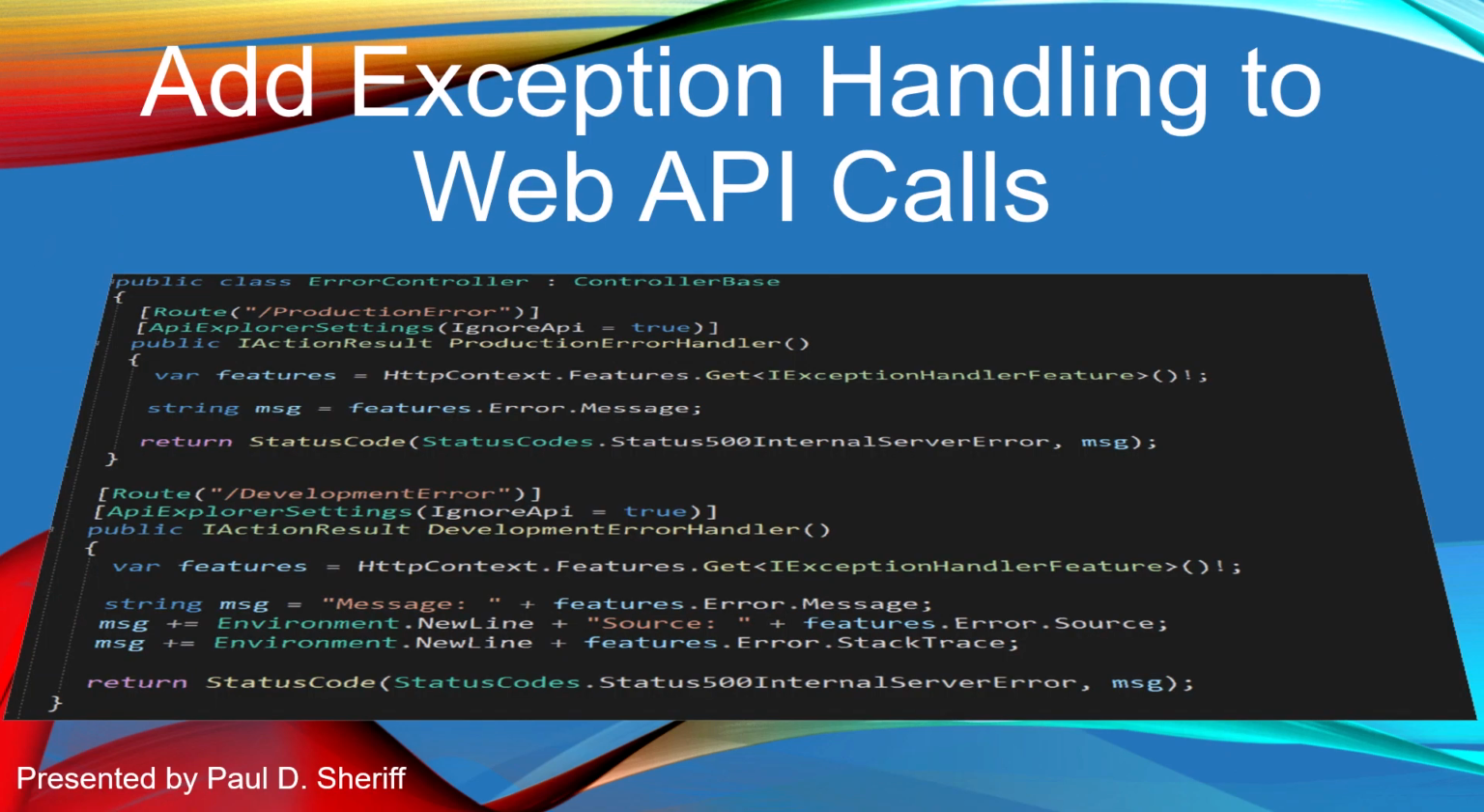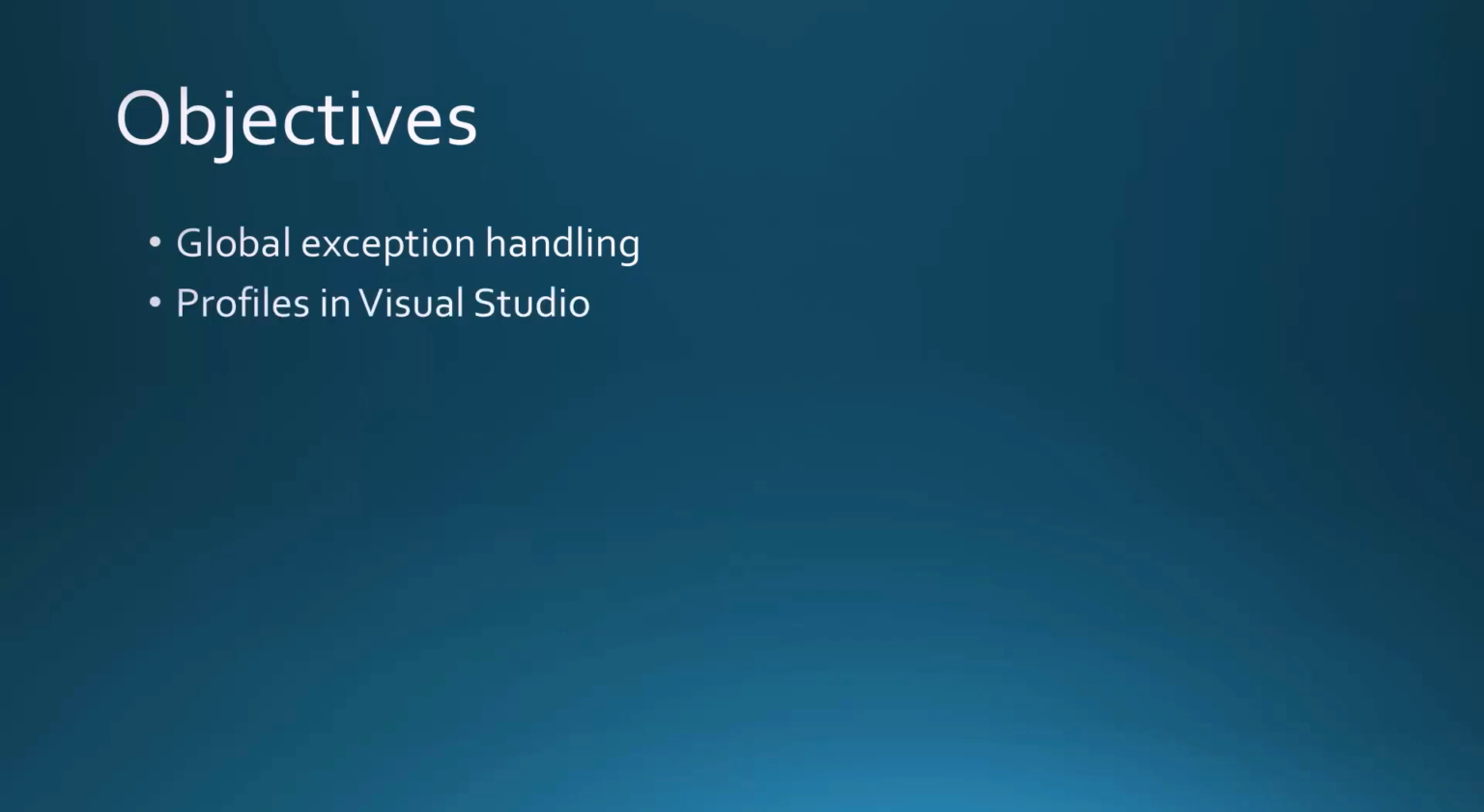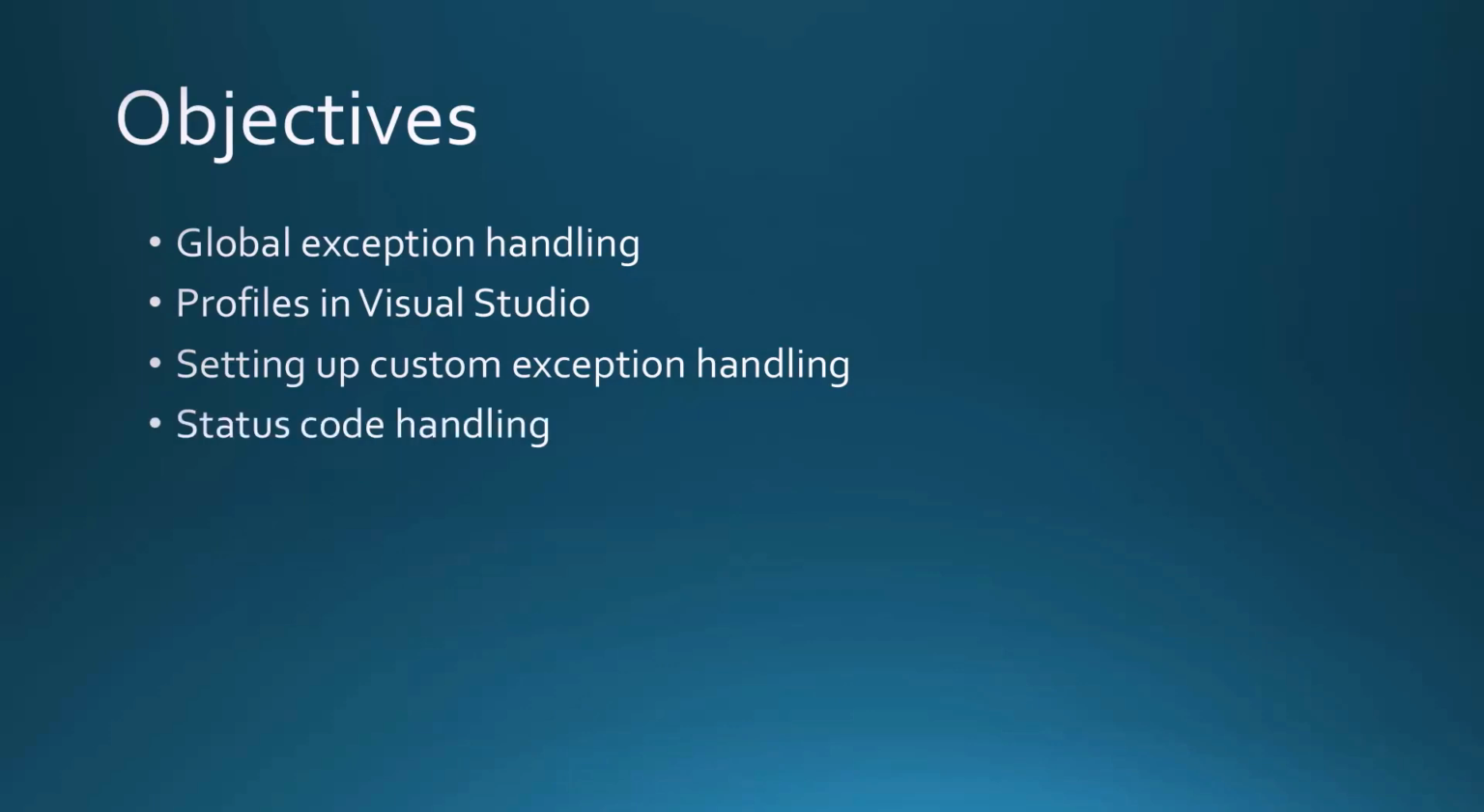In this lesson, we add exception handling to our Web API calls. The objectives for this lesson are to take a look at the global exception handling built into ASP.NET, talk about profiles in Visual Studio so you can see how exception handling works differently in development versus production. We're going to set up some custom exception handling, talk about status code handling, and exception logging.